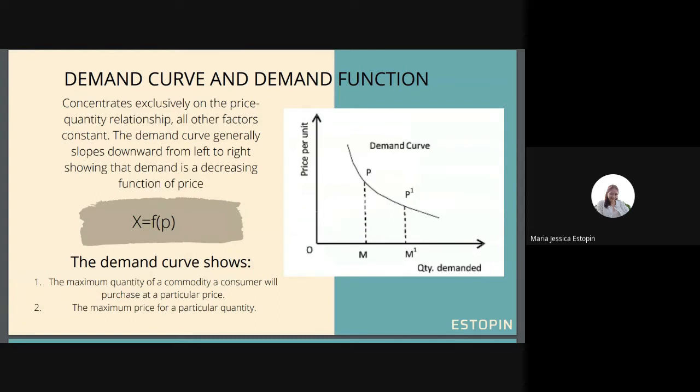The demand curve and demand function. The demand function states that, other factors remaining constant, the quantity demanded X for any commodity is a function of its price P per unit. Hence the formula X is a function of P. The demand curve focuses on the price-quantity relationship, holding other factors constant, and usually slopes downward from left to right, which indicates that demand is a decreasing function of price.